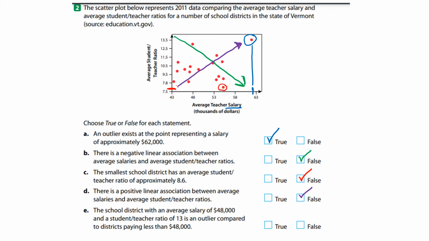And the last problem, it says the school district with an average salary of 48,000, so that's going to be about right here, 48,000, and a student to teacher ratio of 13, so that would be about right here, 13 is about there. So we're looking at that point, is an outlier compared to other districts paying less than 48,000. That statement is true. That point is separated from the rest of the group.